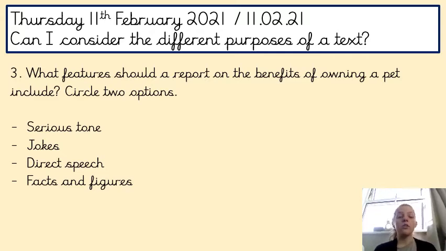And then your second part for question 3 is asking you to consider the features a report would have, looking at the benefits of owning a pet. Okay, so you need to circle 2 options. So if you're writing a report, would you be looking for a serious tone? Would you be looking for jokes in that text? Would you be looking at direct speech? So Miss Prince said you must take care of your dog. Or are you going to be looking for facts and figures? So when I move on to the next slide, I'm going to discuss the different features of a report. Use the next slide to help you to answer this part to question 3, okay?